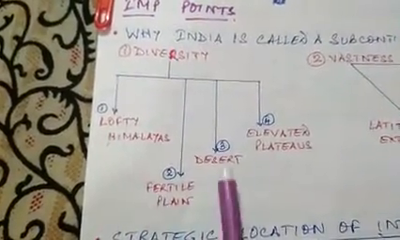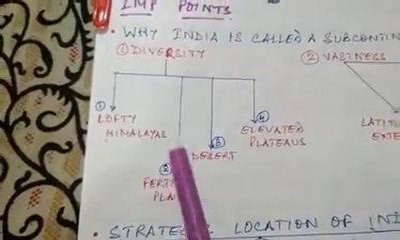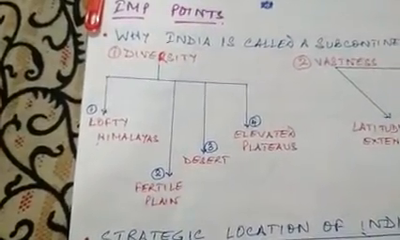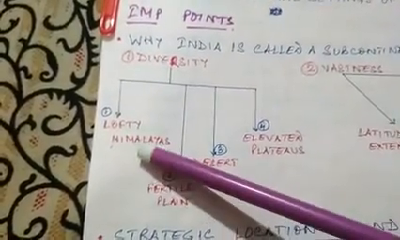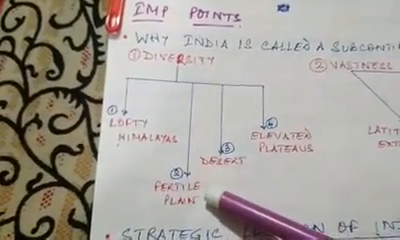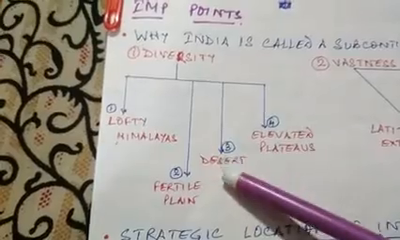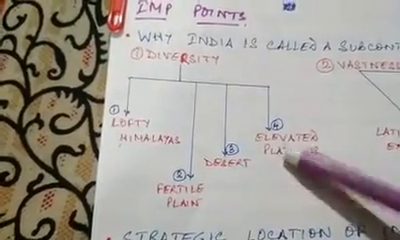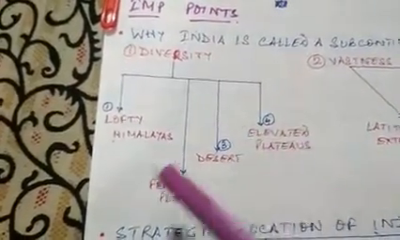Now, diversity, you will have to explain what this point means. Diversity has 4 different headings, which show that India has a variety of landforms. You have to mention lofty Himalayas. You can also write down high Himalayas, no problem. Fertile plains, because it's a flat land. Desert, elevated plateau. All these 4 points should be there in your answer.